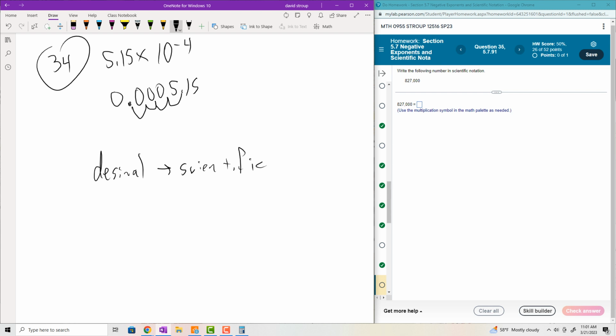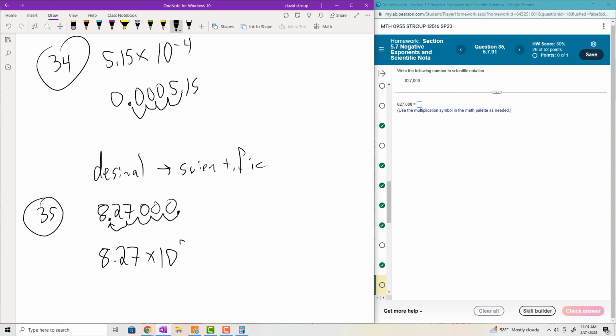So problem 35, I have 827000. I want to put the decimal after the first number right there. So the decimal is originally here at the end, after the zeros. And then you're going to have to move 1, 2, 3, 4, 5 places over. Okay, so you're going to have 8.27 times 10 to the 1, 2, 3, 4, 5. All right.